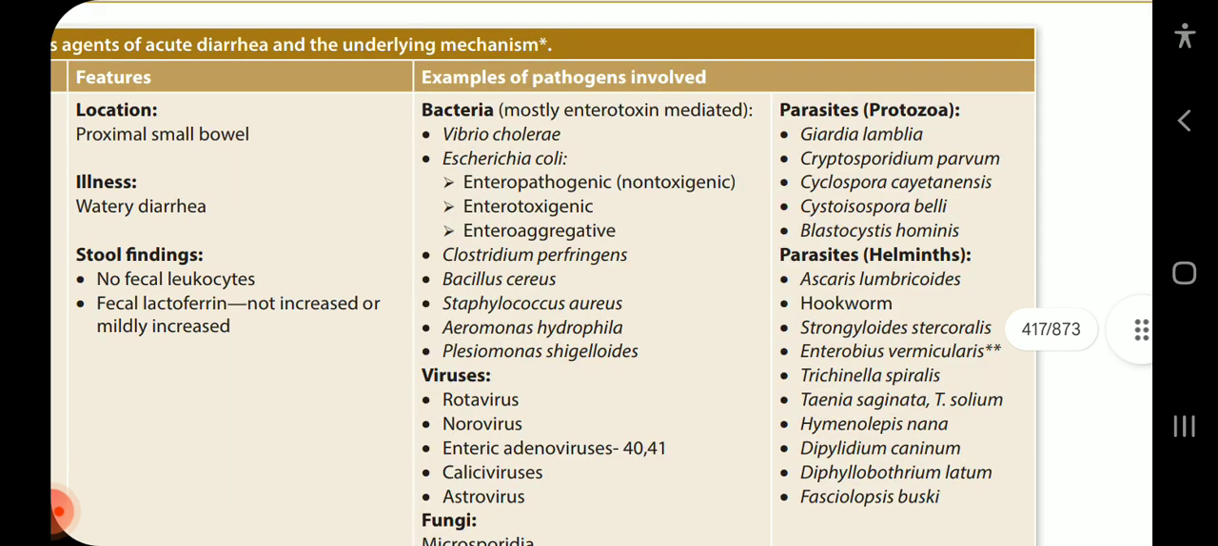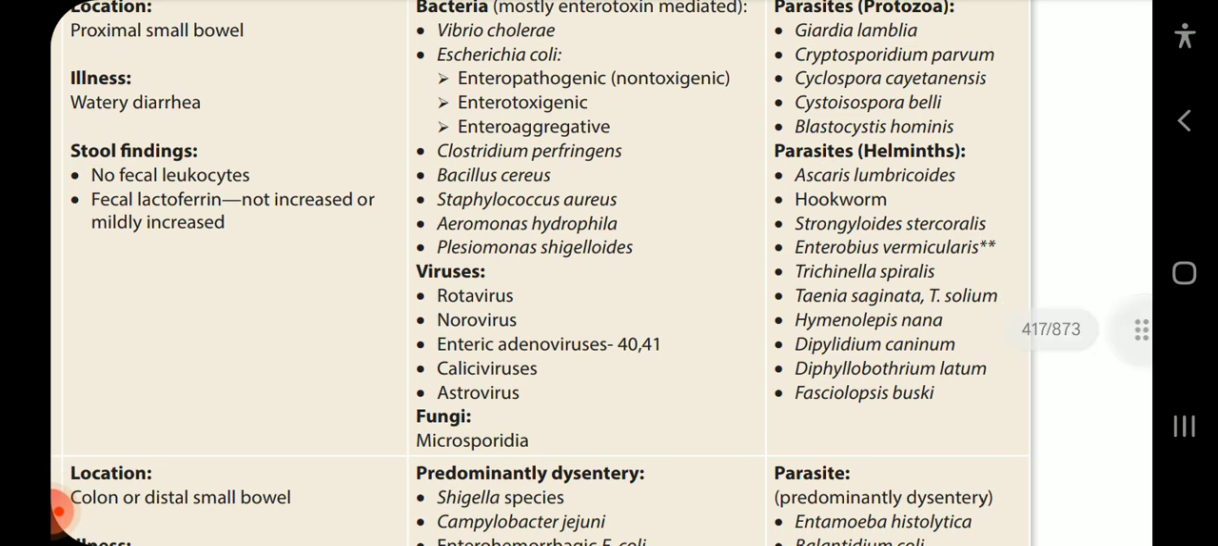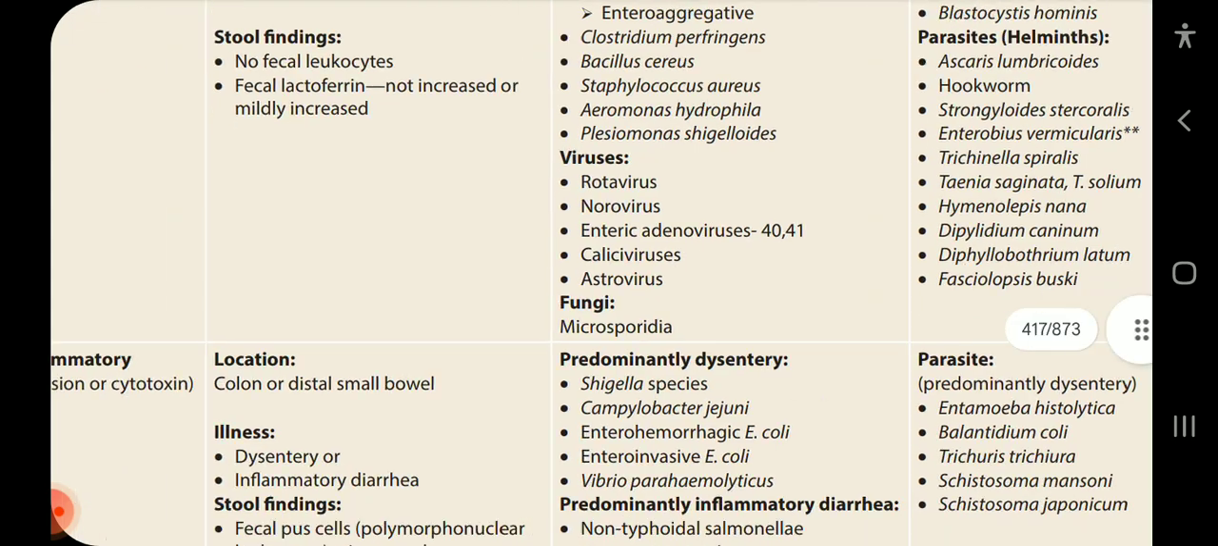Parasite protozoa: Giardia lamblia, Cryptosporidium parvum, Cyclospora cayetanensis, Cystoisospora belli, and Blastocystis hominis. Parasites like Ascaris lumbricoides, hookworm, Strongyloides stercoralis, Enterobius vermicularis, Trichinella spiralis, Taenia saginata, Taenia solium, Hymenolepis nana, Dipylidium caninum, Diphyllobothrium latum, and Fasciolopsis buski.